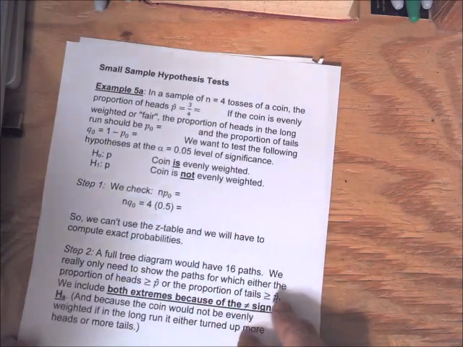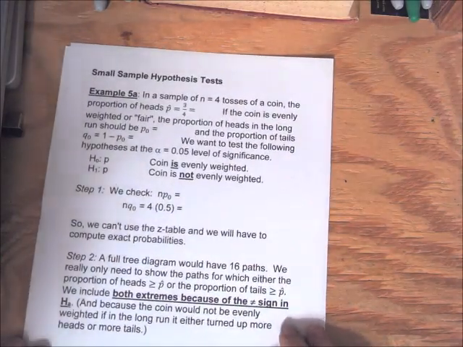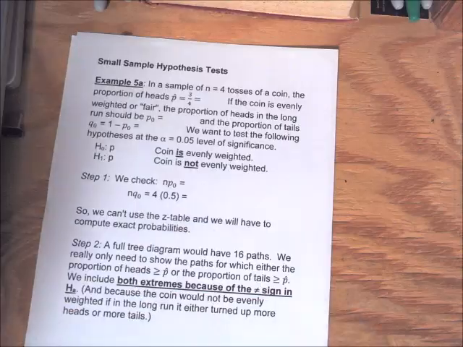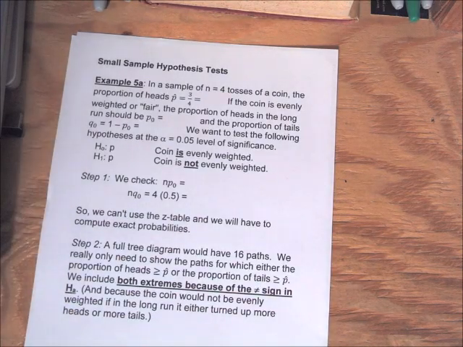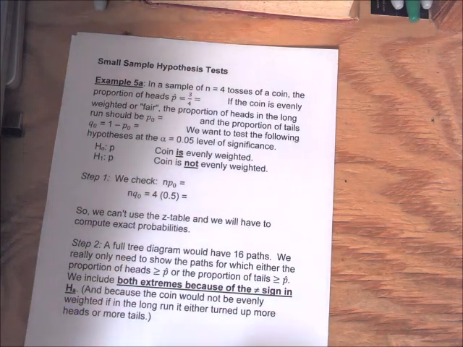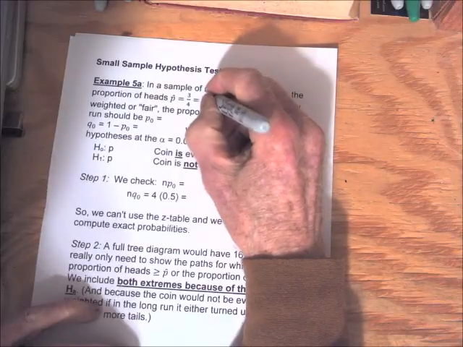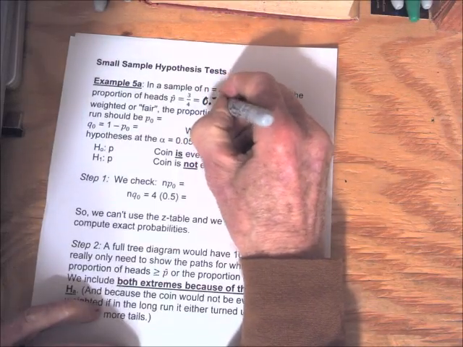Small sample hypothesis. Example 5a. In a sample of n equals 4 tosses of a coin, the proportion of heads, p hat, is 3 out of 4. As a decimal, 3 divided by 4 is 0.75.